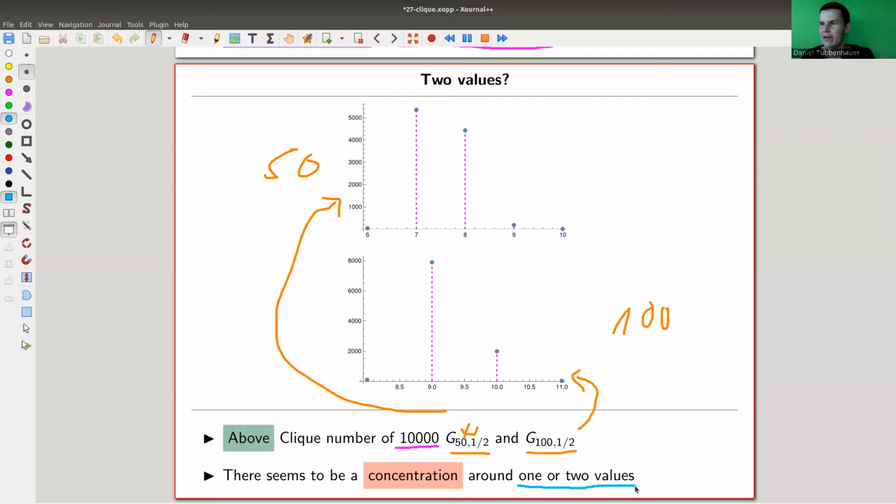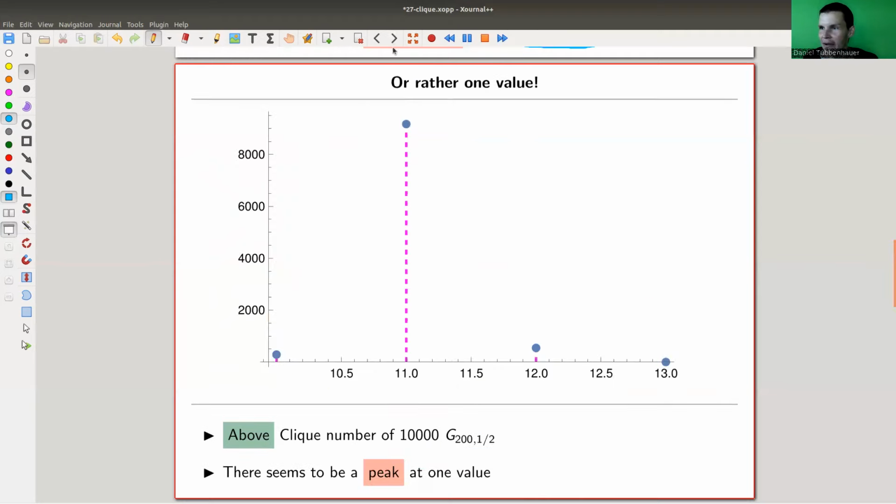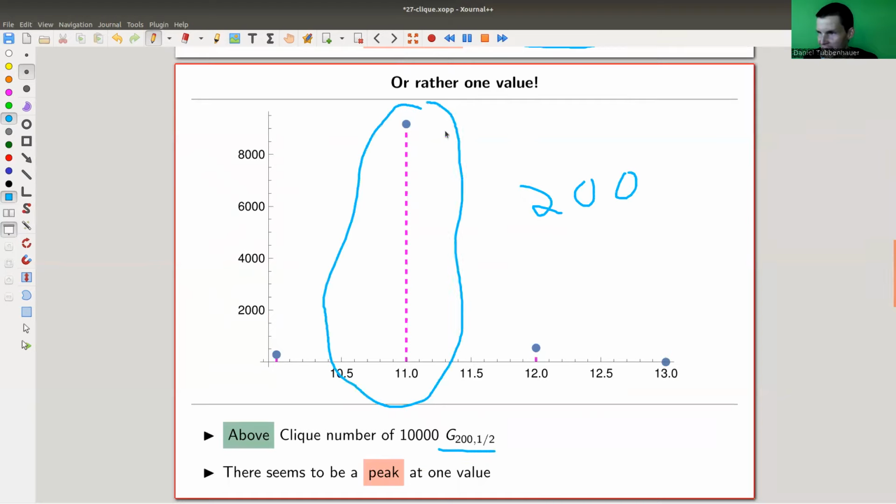It's not quite clear whether it's 1 or 2. The first one might be a little bit smallish, so maybe that's why it looks like 2. The second one, it's not quite clear. So what do you do if you're not quite sure if it's 1 or 2? Well, you go 1 up. So here is 200, and now it's literally clear that it's concentrated along 1 value.